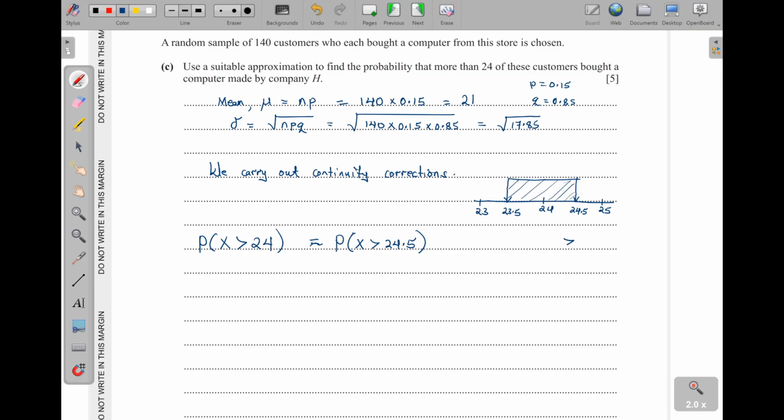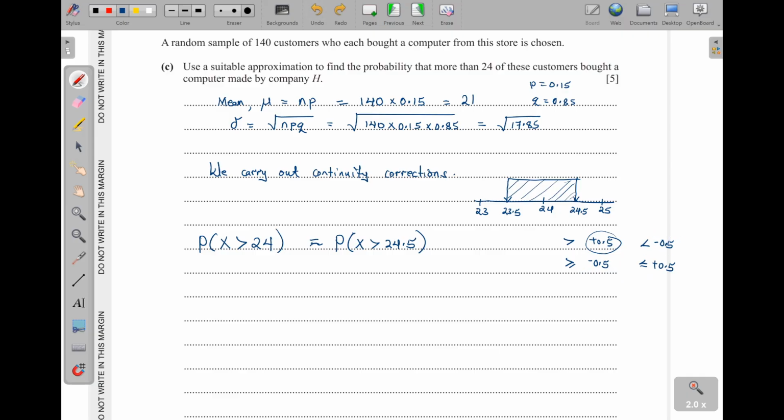If they have given you greater than, you are going to add a 0.5. If they have given you less than, you are going to subtract a 0.5. If they have given you greater than or equal, subtract a 0.5. If it is less than or equal, you add a 0.5. So to memorize these ones very fast, for greater than, add a 0.5. Then for less than, subtract a 0.5. Then for the ones with equals, you do the opposite. It's a plus here, it's a minus there. It's a minus here, it's a plus there.